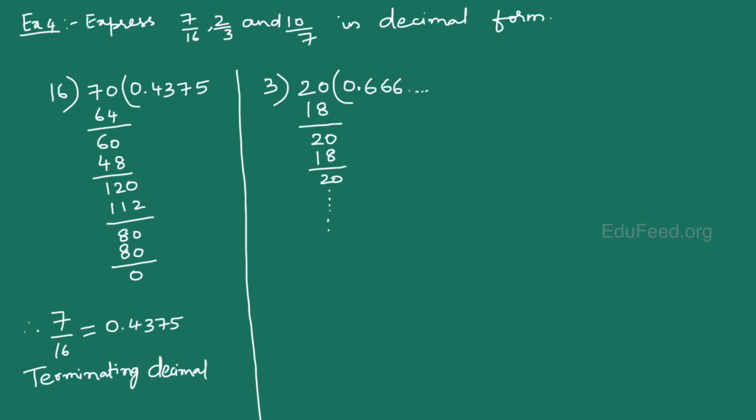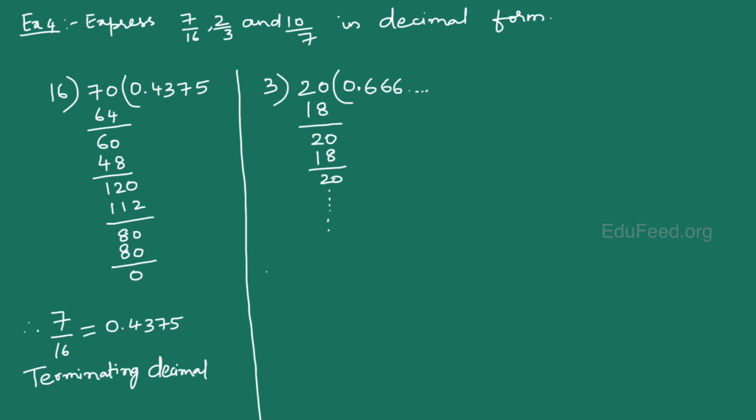So this is a non-terminating decimal. The main difference between a terminating decimal and a non-terminating decimal is that the remainder would be 0 at some point in time for a terminating decimal. Whereas for a non-terminating decimal, even after n number of divisions, you will never get the remainder to be 0.